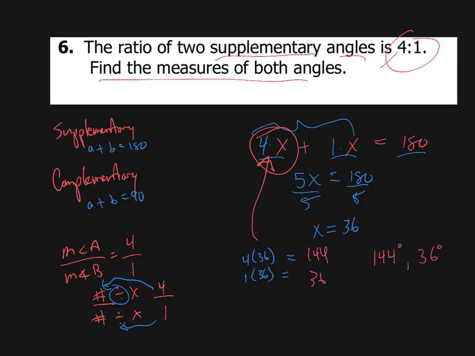They wanted me to find the measure of both angles. I did. By the way, for a check, 144 plus 36 equals 180. So that's good. And if I divide top and bottom by 36, I get 4 and 1, which was my original ratio. So final answers right here.